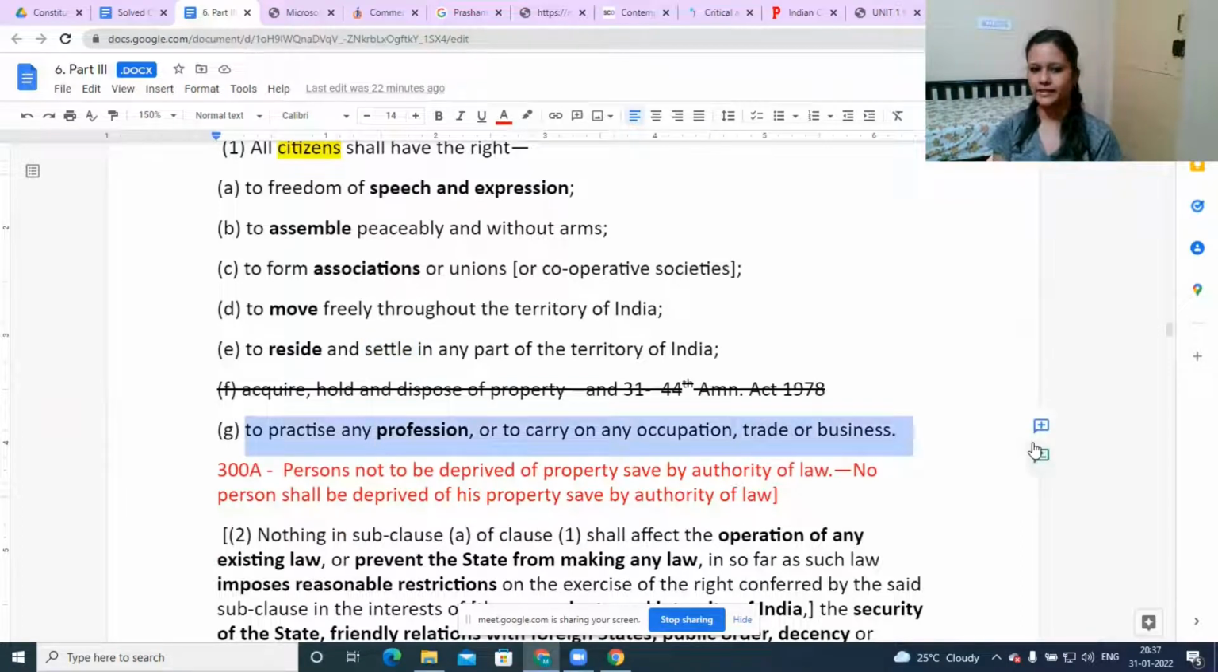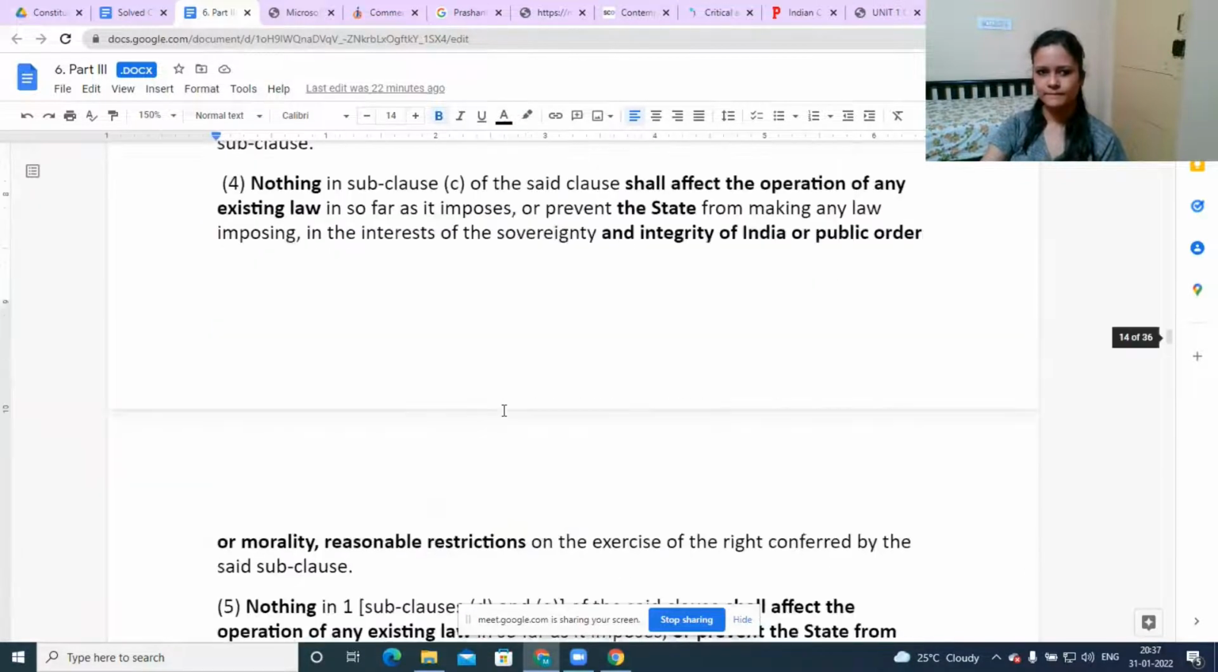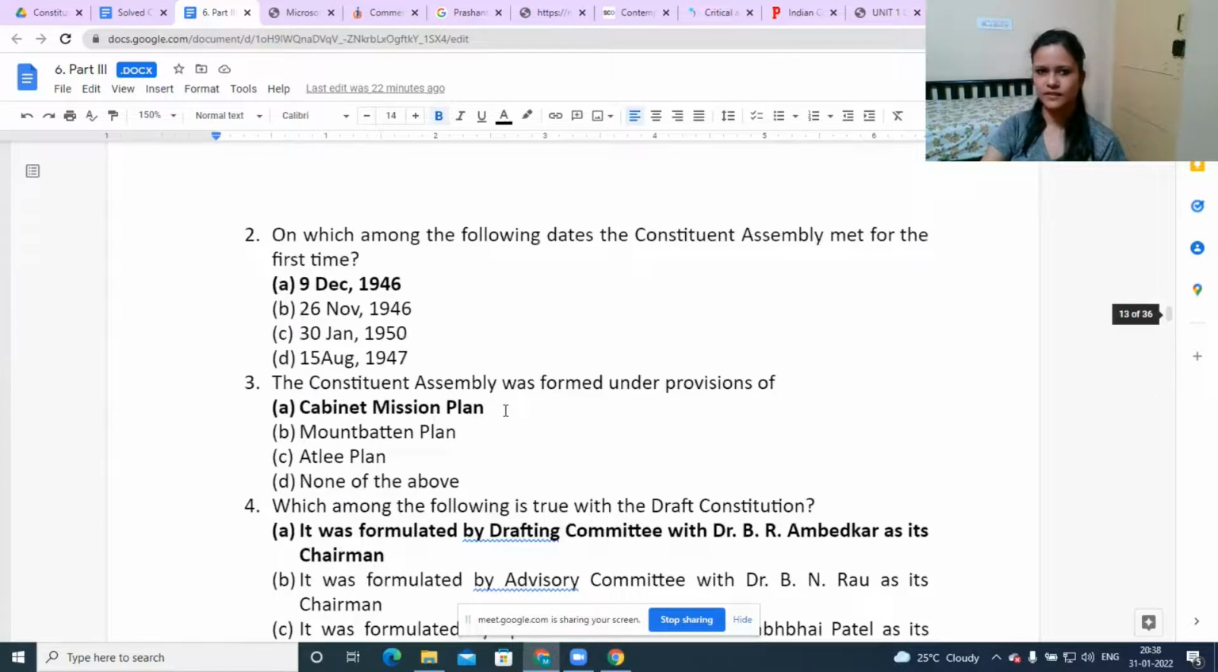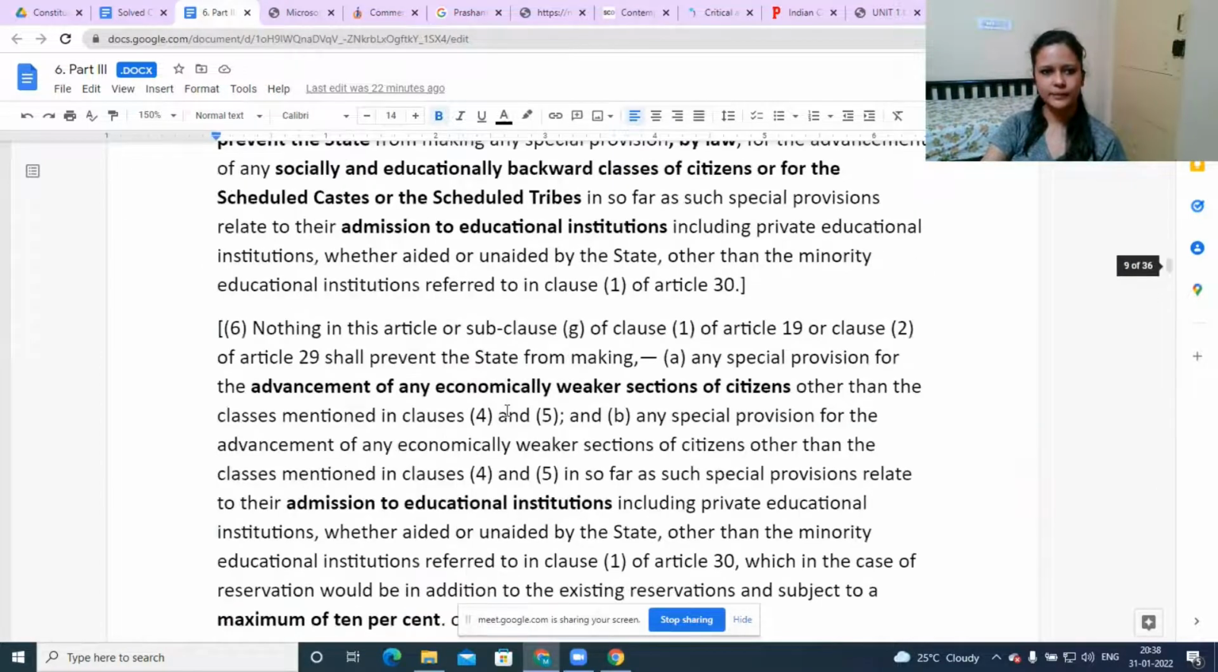Next one, to practice any profession, carry on occupation, trade, business, etc. Any restrictions you have seen? They should have the proper qualification. Correct. Okay. Anything else?